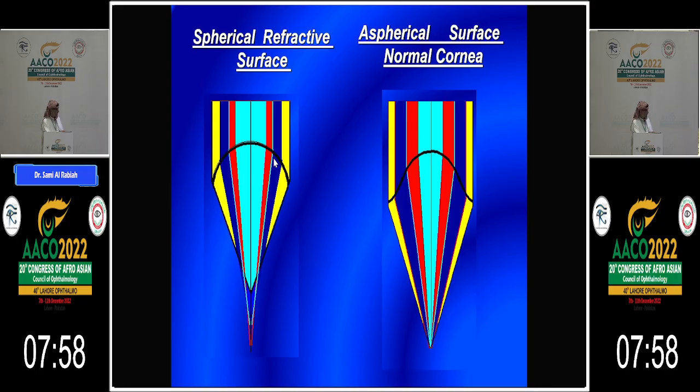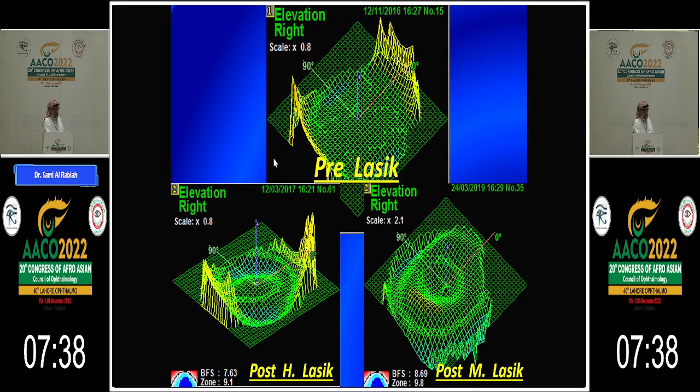But God did not make it like that. Alhamdulillah, we have a cornea that gets flatter toward the periphery, which is a prolate shape. The flatter cornea pushes the light at the periphery down to be centered at one point. So this is an aspherical surface, and this is a spherical surface. And now what is happening? This is pre-LASIK normal. After hyperopic LASIK, there is flattening here, so the peripheral cornea is flatter. After myopic laser, the peripheral cornea is steeper.